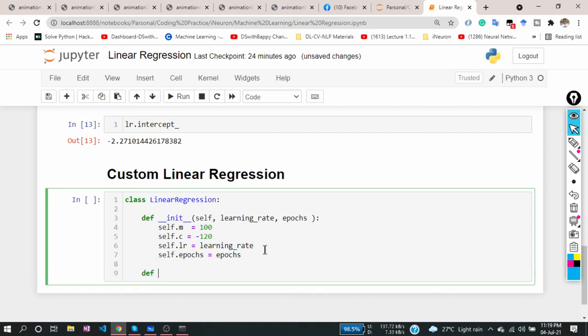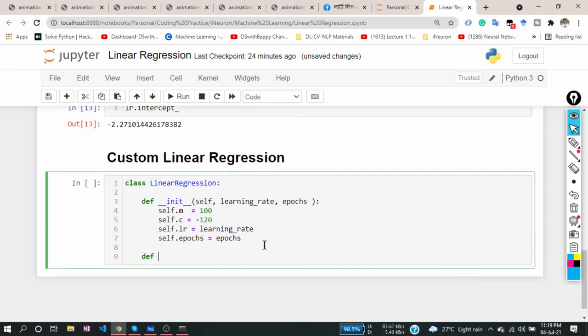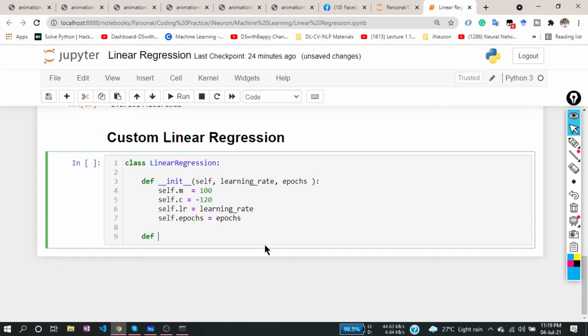Then I will write what function? In every algorithm class, there would be two functions. One is a fit function and one is a predict function. Fit means you are training on your training data. And whenever your training has been done, you're supposed to predict on the new data. So you need a predict also.